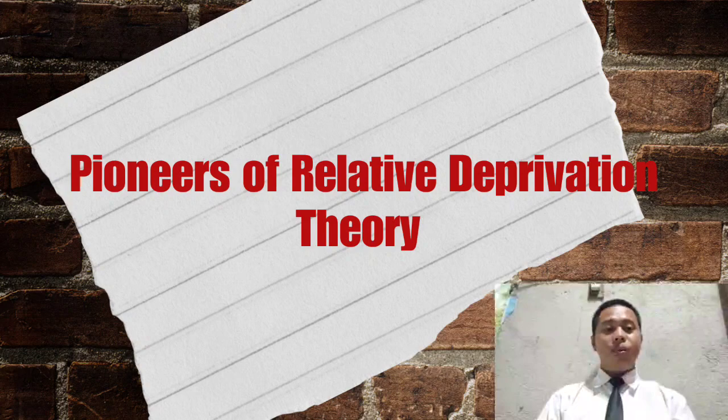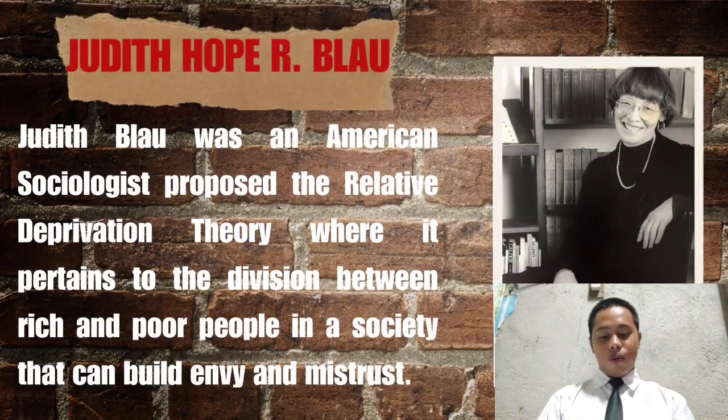Now, let us move on to the pioneers of relative deprivation theory. Number 1, Judith Hope R. Blau. Judith Blau was an American sociologist who proposed the relative deprivation theory, where it pertains to the division between rich and poor people in a society that can build envy and mistrust.